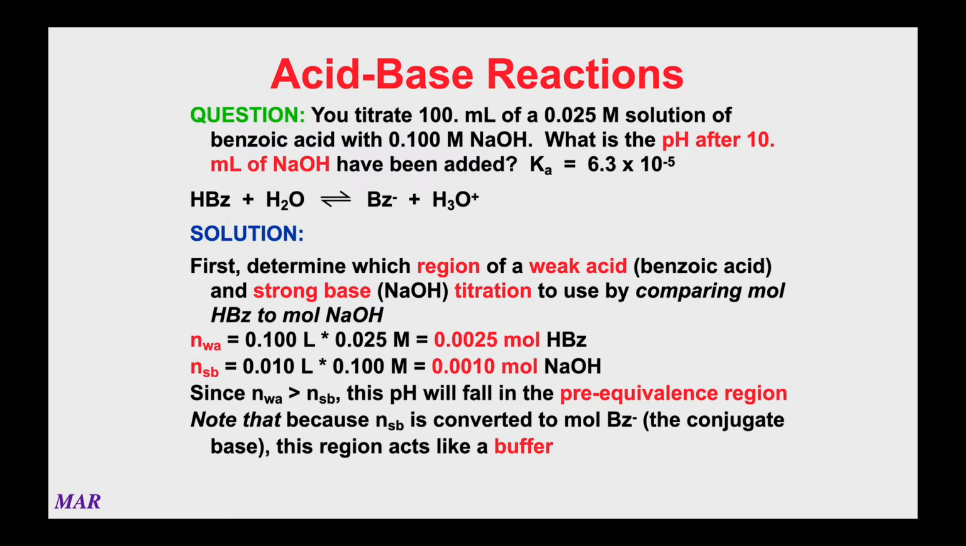So 0.0010 is also going to reflect the moles of this benzoate ion. The conjugate base pops out as you add strong base to it. The strong base has knocked itself out, but there will be now weak base and conjugate acid. It's going to be like a buffer.